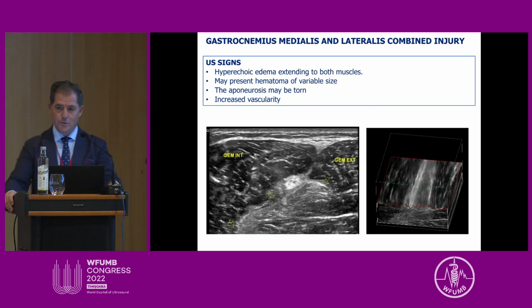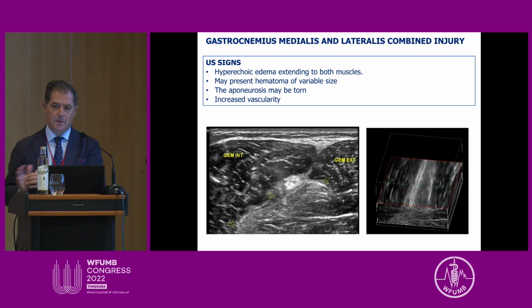Sometimes the injuries can be combined, sometimes the gastrocnemius medialis with the soleus.